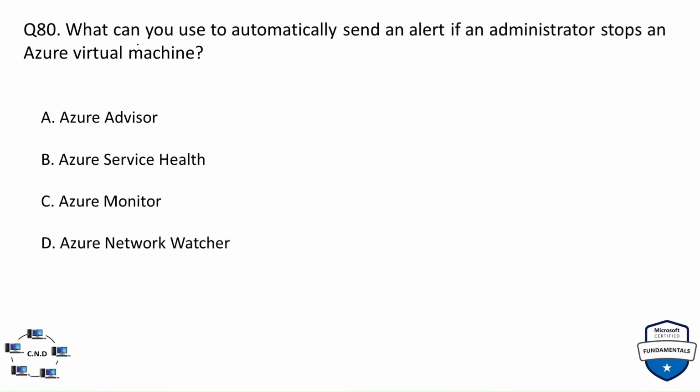Question number 80 is that what can you use to automatically send an alert if an administrator stops an Azure virtual machine? And the options are option A, Azure Advisor, option B, Azure Service Health, option C, Azure Monitor, and option D, Azure Network Watcher. And the correct option is the Azure Monitor.